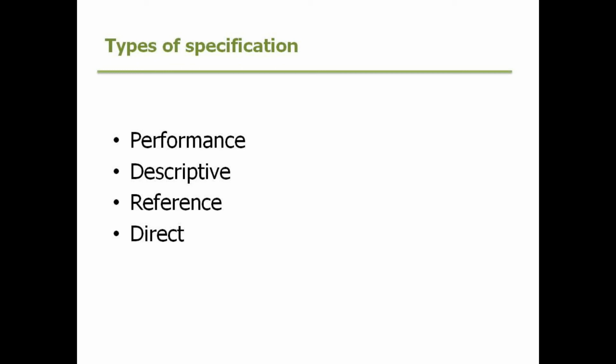A reference specification, having said that, will quite often give reference to a recognised industry code or standard. So we might say that formwork has to be stripped, designed and constructed to a particular Australian standard. So it might be an Australian standard such as AS 3600 or AS 3610.